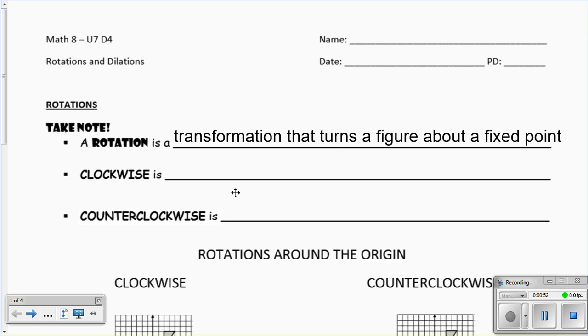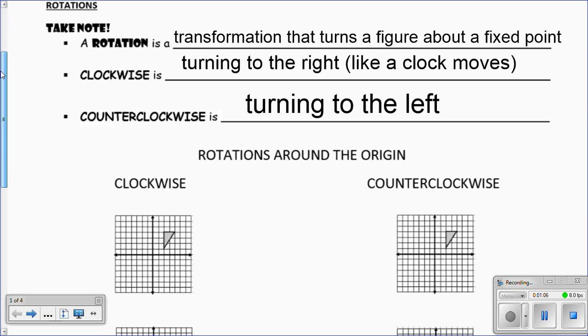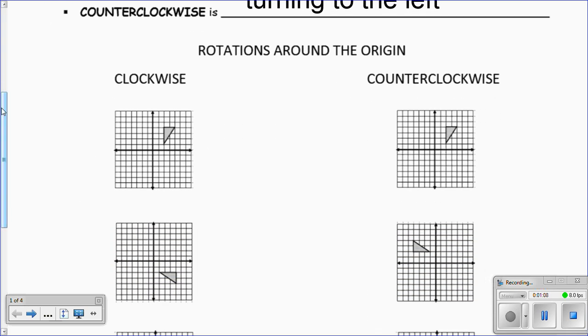And there's two ways we can rotate it. We can rotate it clockwise, which is turning it to the right, like how a clock moves, or counterclockwise, which is turning it to the left, in the opposite direction of a clock. Okay? So I wanted to start off by showing you how these rotations look.